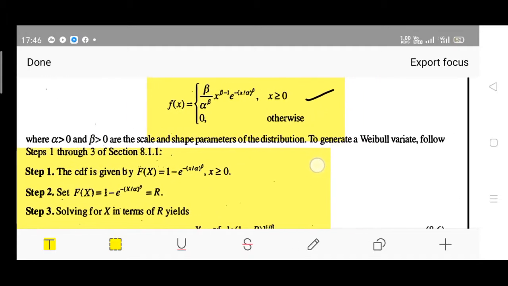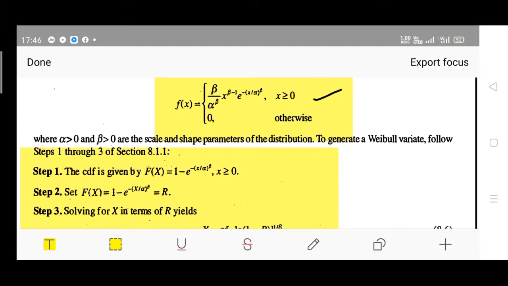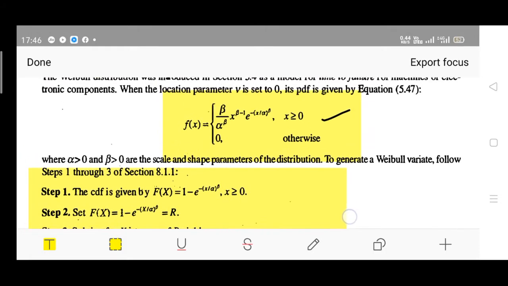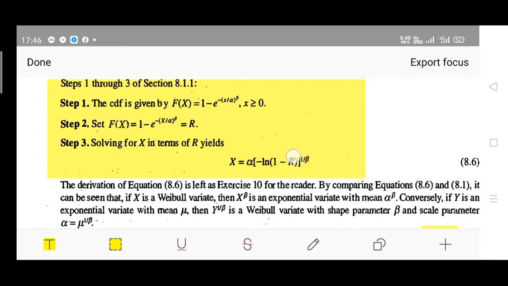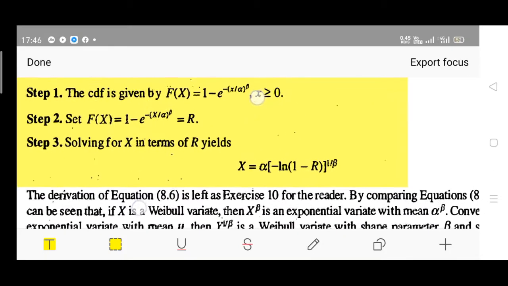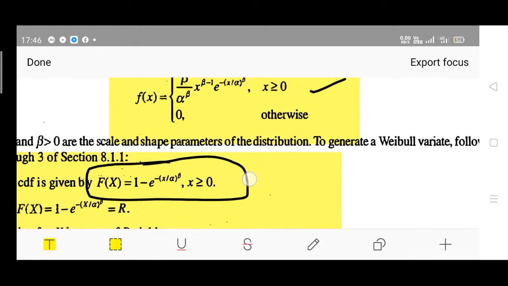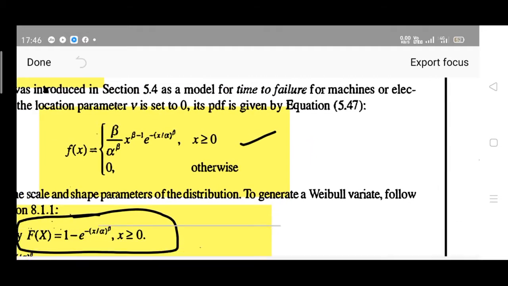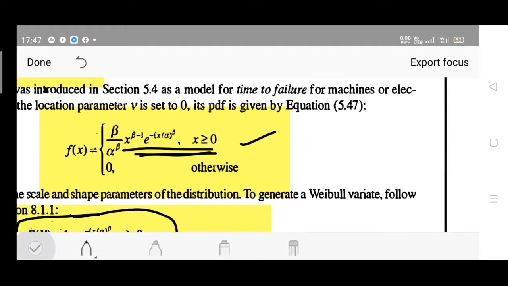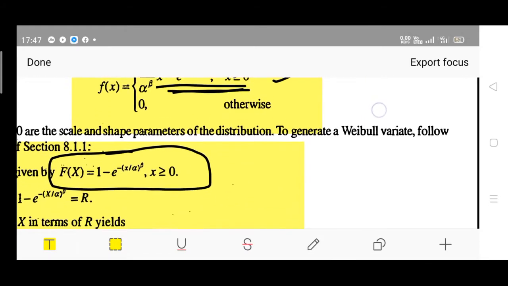To generate the Weibull variate from the cumulative distribution function, capital F of x, how do we generate the variate for the Weibull distribution? There are 3 steps we have to follow. The first step: capital F of x is given as 1 minus e to the power minus (x divided by alpha) the whole power beta, for x greater than or equal to 0.